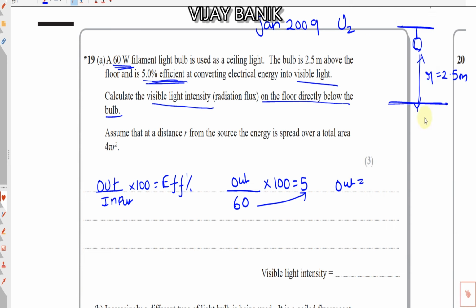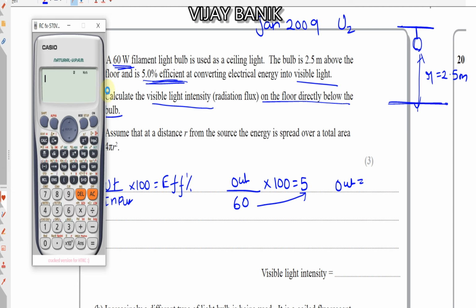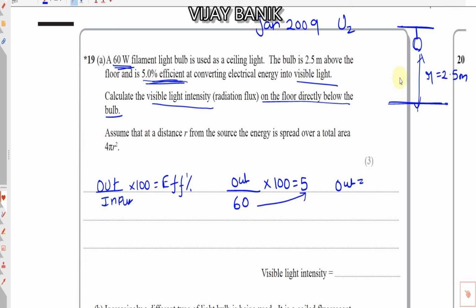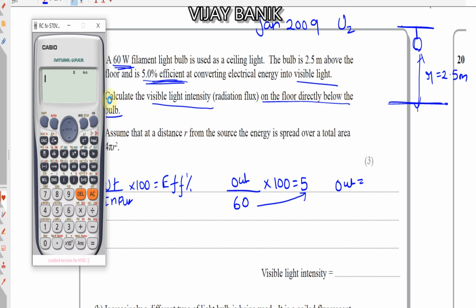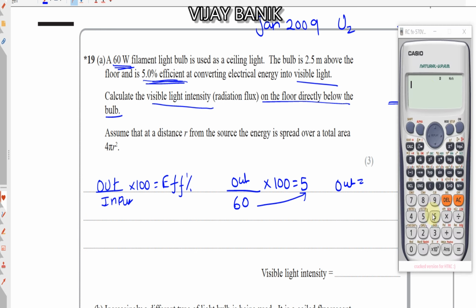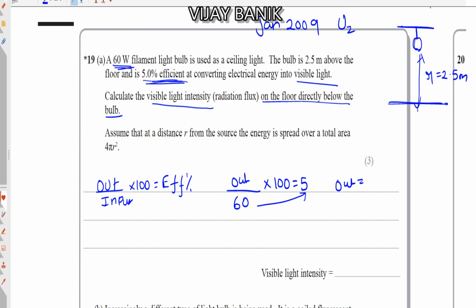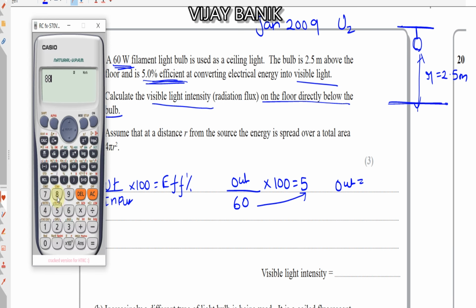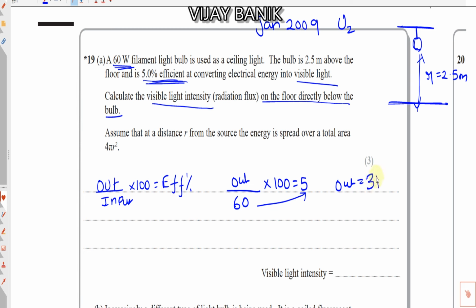There is something wrong with the calculator, let me see it again. Okay, it's working now. So let's do 5 into 60, divided by 100. That's going to be 3. So that means 3 watts of power is getting converted.